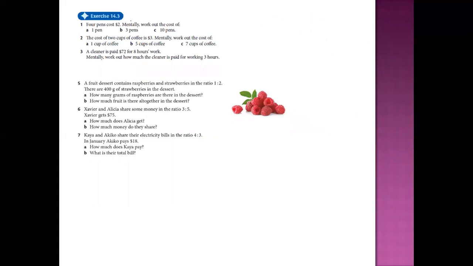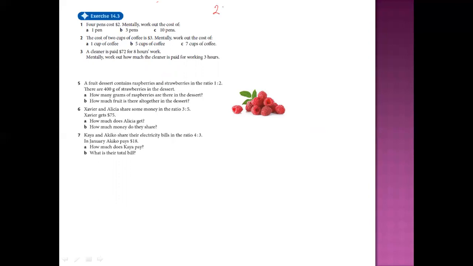Okay, there we have how many pens? 4. And what is the price of these 4 pens? Exactly $2. Mentally work out the cost of 1, 3, and 10. If you remember, firstly, you should find a unit. What is the price of 1 pen? How can you find it?